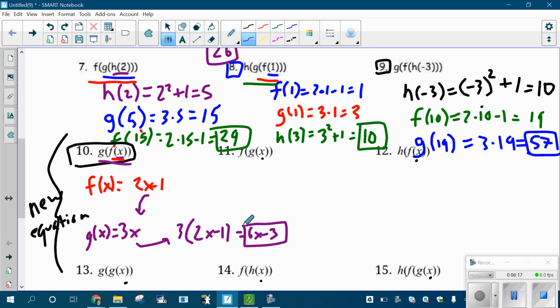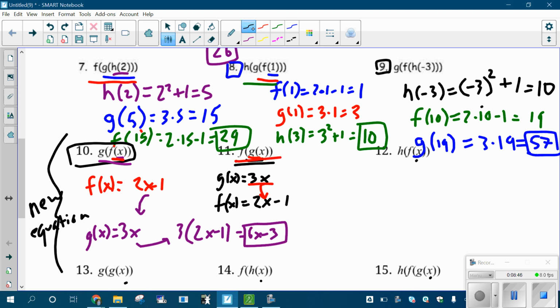Okay, let's do another couple of these. F of g of x, isn't that the same thing? Oh no, the order is the other way around. So now I'm going to stick g into f. Let's write down g, 3x. Let's write down f, 2x minus 1. And I'm going to stick g in the place of x into f. I'm sticking g into f. Look at this. G is inside of f.